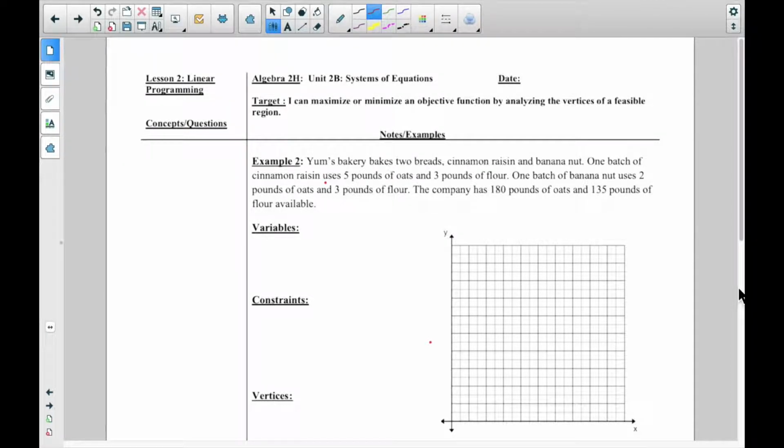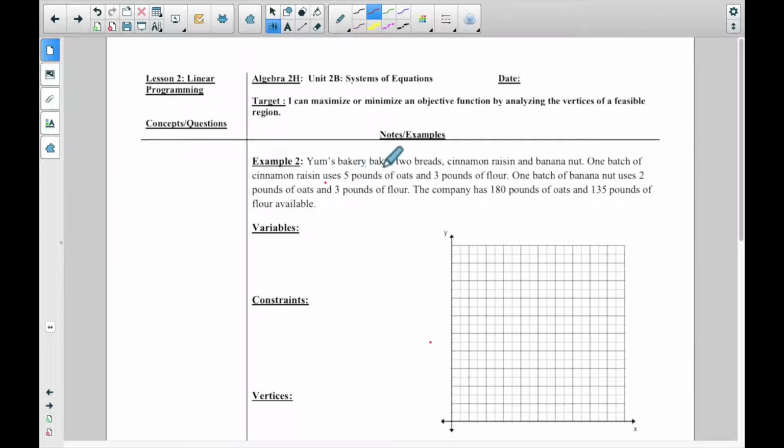Hi guys, this video today is going to cover example number 2 from the linear programming lesson. The first video was from last night, and this video tonight is going to cover example 2. Let's just dive in and start reading the problem.